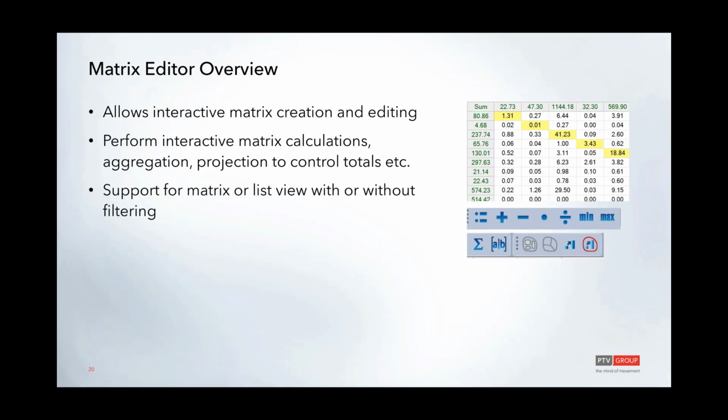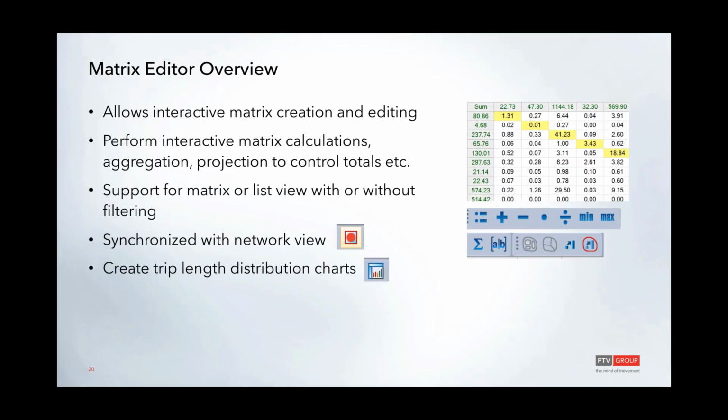Then it also provides a list view. So if you want to have like an IJV type of view, that's provided over here. Again, this matrix editor is also synchronized with the network view. So you can click in the matrix editor and see the OD pair that corresponds to that cell in the network.